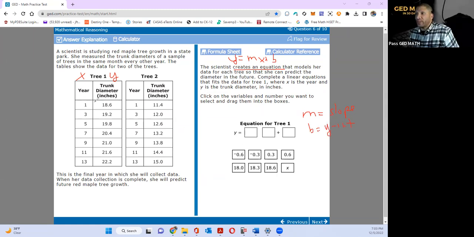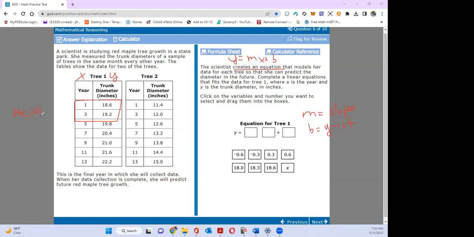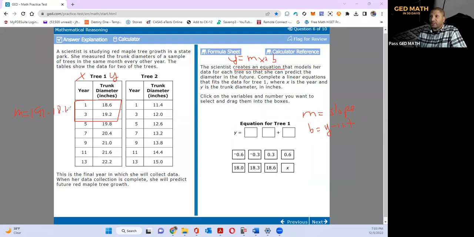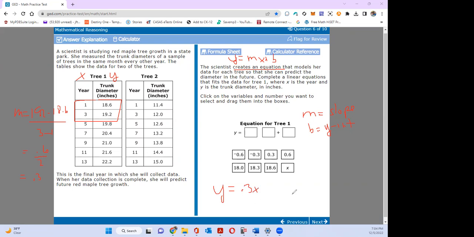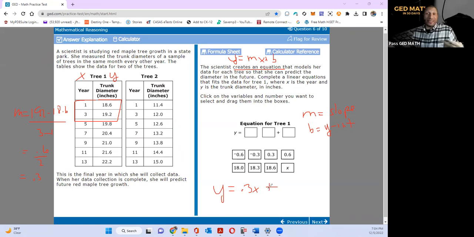How do you find the slope between 2 points? Very easy. Change in y over the change in x, right? So m equals 19.2 minus 18.6 divided by 3 minus 1. So you get 0.6 divided by 2. If you put that in your calculator, the slope is 0.3. So you already know your equation is going to be y equals 0.3x plus something. We don't know what that something is, right? But I've already told you how to do this by hand. If you have a point and a slope, you can figure out the equation of the line.